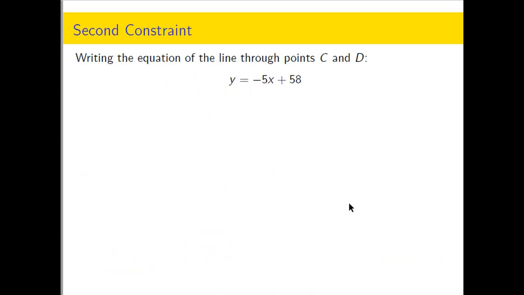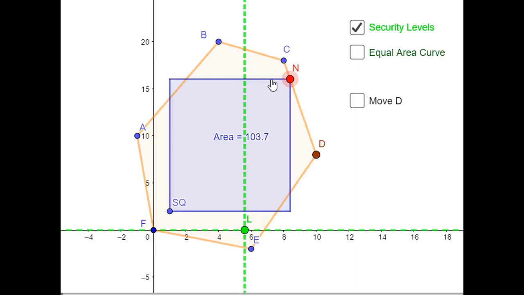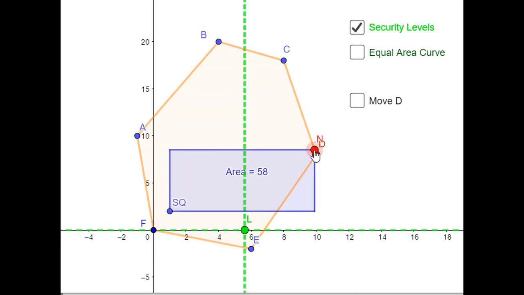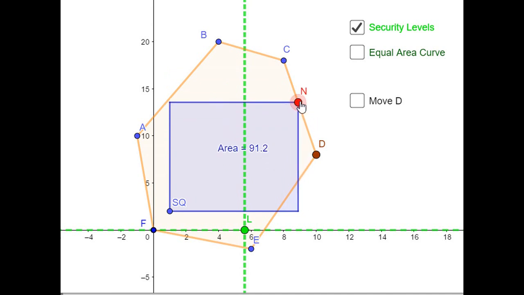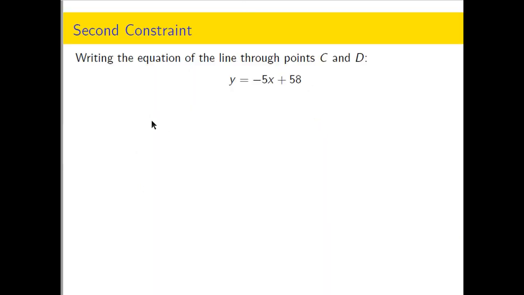Now we're going to use a second constraint. Now we're going to write the equation of the line that contains the segment CD. So now we have this line. And again, we're going to look and see if there's a maximum in here for this downward facing parabola, or if the maximum occurs at one of the endpoints. So you should double check that this is what you get when you write the equation of the line through those 2 points.